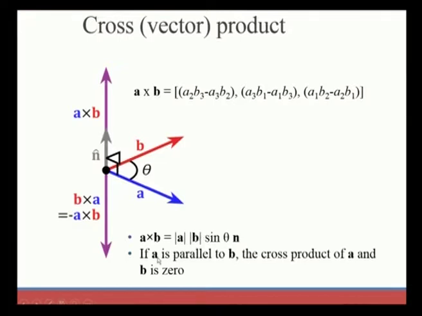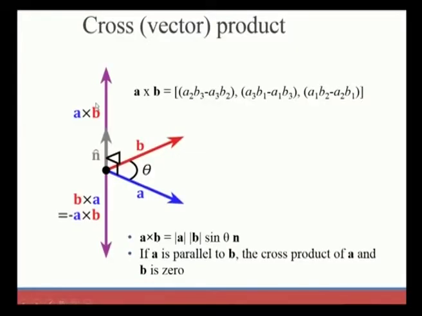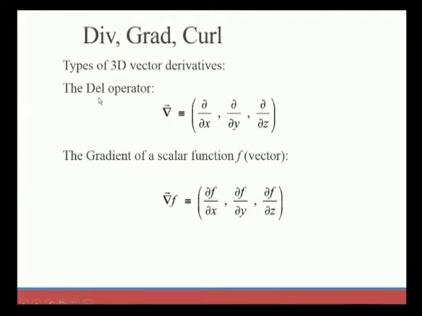And if A is perpendicular to B, the dot product will be equal to 0. Whereas for the cross product, which always represents a vector quantity, when A is parallel to B, it is equal to 0.